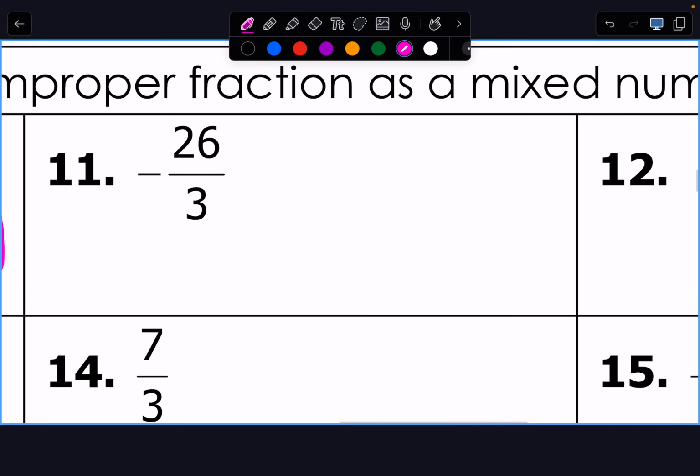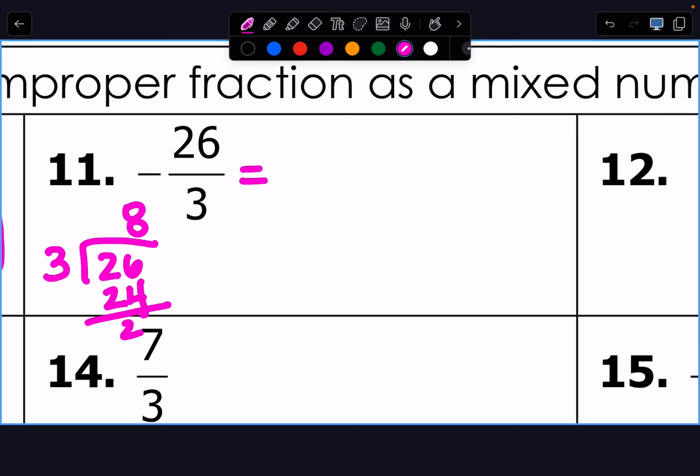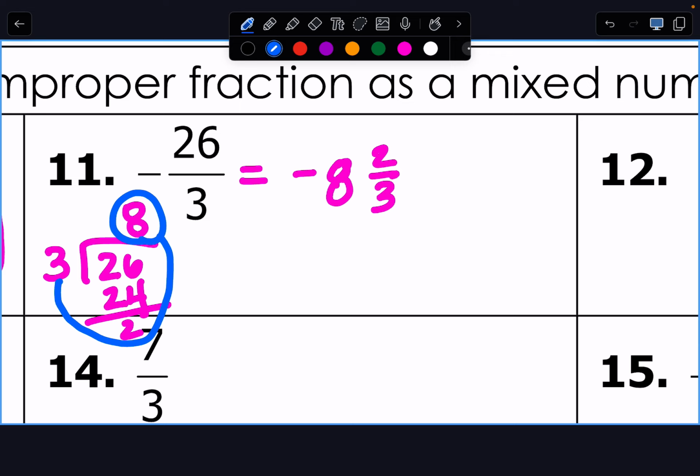Let's try number 11. 3 goes into 26 how many times? Count them out. How many times? 8. What's 8 times 3? 24. So we have 2 left over. So we have -8 and 2/3. You guys did a really good job on your marker boards to get there.